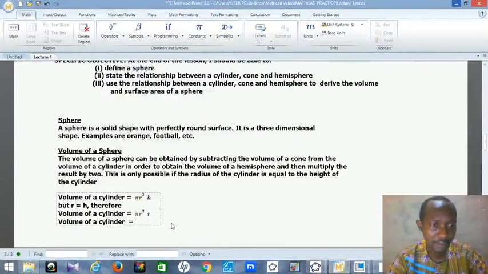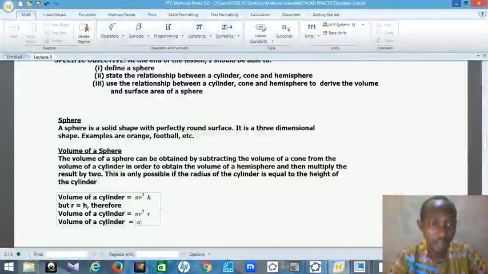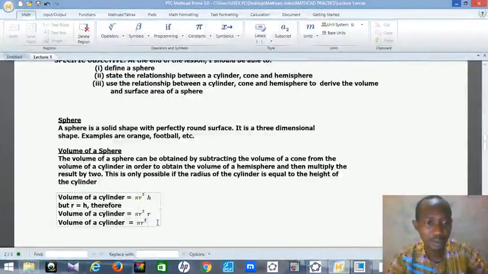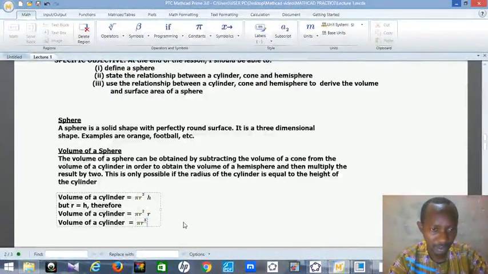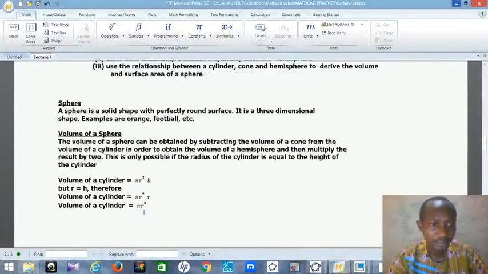Then finally, the volume of the cylinder that I'm going to use is going to be pi r, then radius square times radius is going to give us radius cube, which is this. I think you can see it clearly. I think it's bold here, pi r cube. Alright, this is the volume of the cylinder we are going to use for our calculation of the volume of a sphere. So let's keep going.